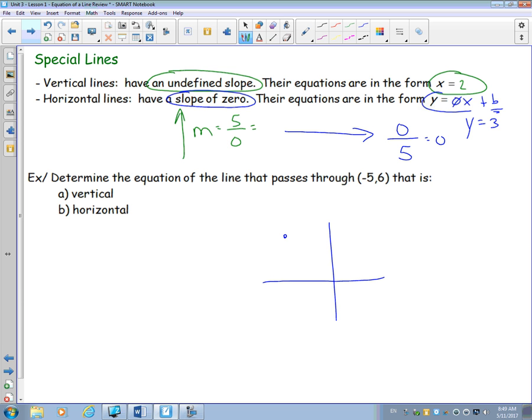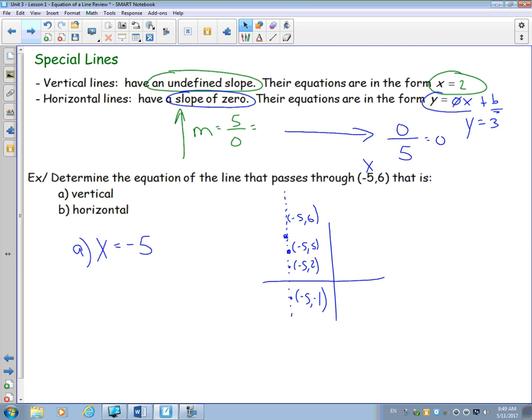Well, negative 5, 6 is right about here. If I want a vertical line to go through this, every single point on that line, for instance this one, is negative 5 and 5, negative 5 and 2, negative 5 and negative 1. What I notice is that the x's are always the same. In other words, x is always negative 5. A tricky way, a cheating way, is x is negative 5.